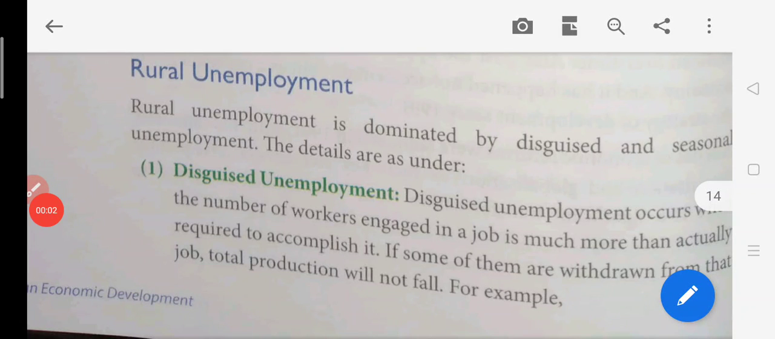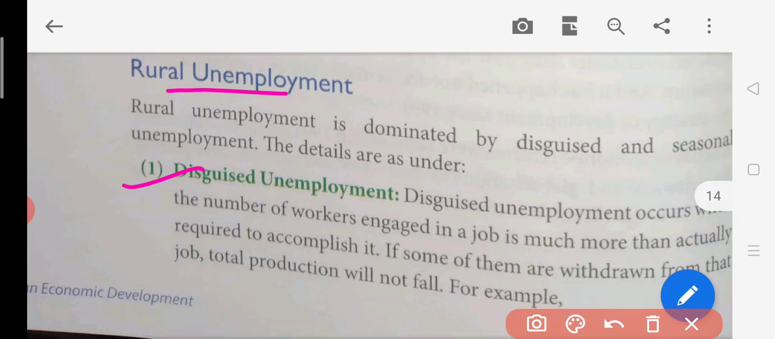Hello students, now we'll be moving ahead in our chapter, employment and unemployment, and now we'll be learning about the different types of unemployment which are there in the market. So first, in rural employment, we are going to discuss what the different types of unemployment are. The first one is disguised unemployment.